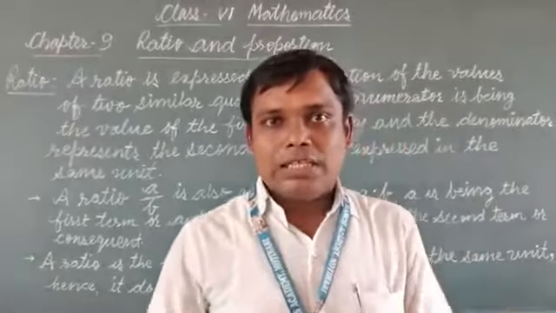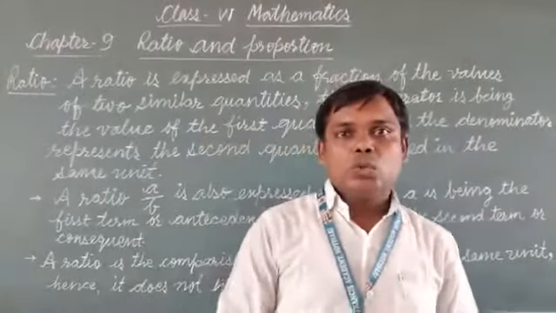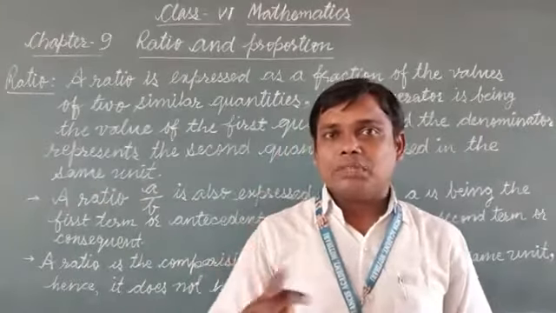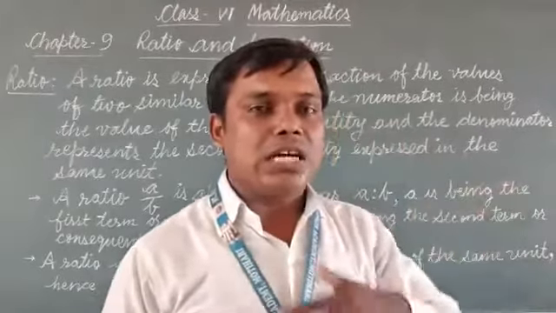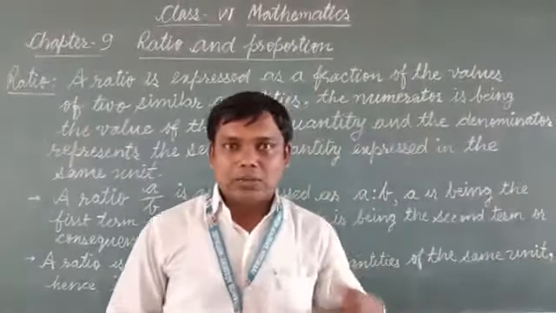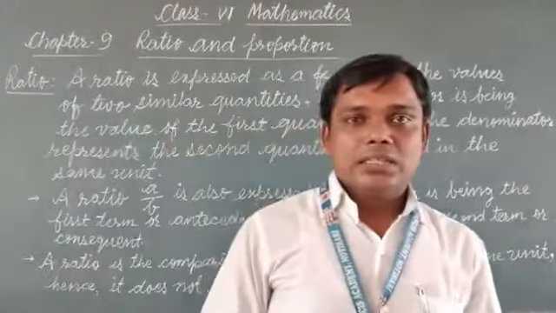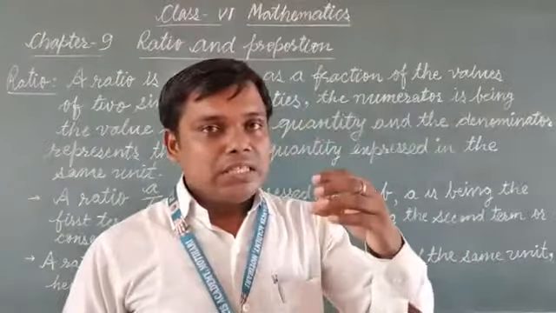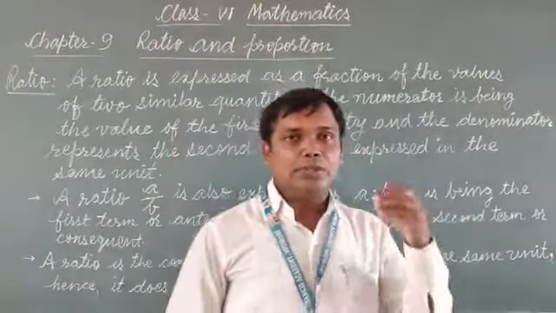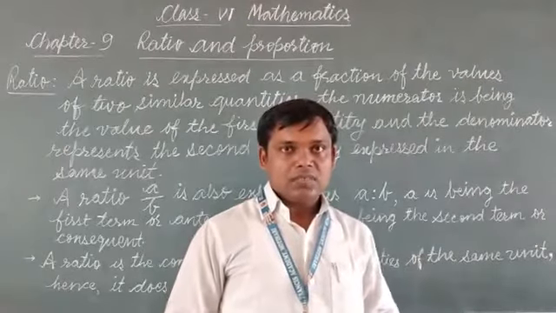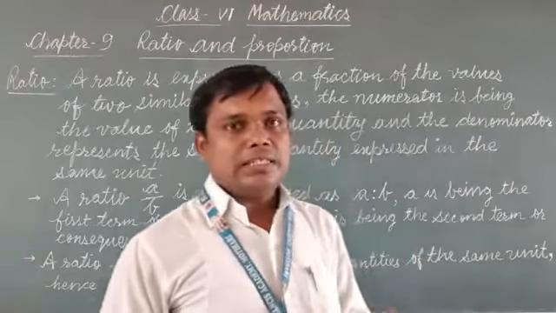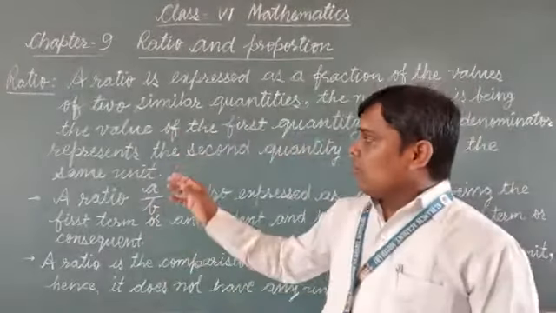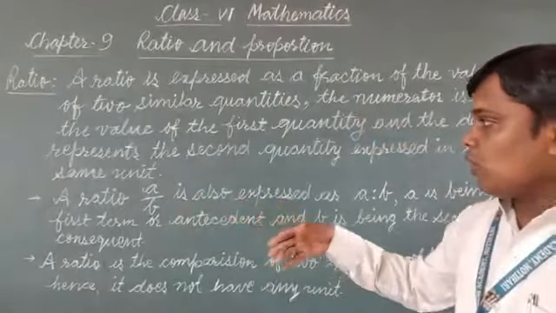We cannot calculate the ratio of length to the mass of an object, because both have different units and both quantities are different. So we cannot calculate the ratio of different types of quantities. We have to calculate only with the same quantities having the same unit, the same type of physical quantity which has the same unit. Let us come to know more about ratio.